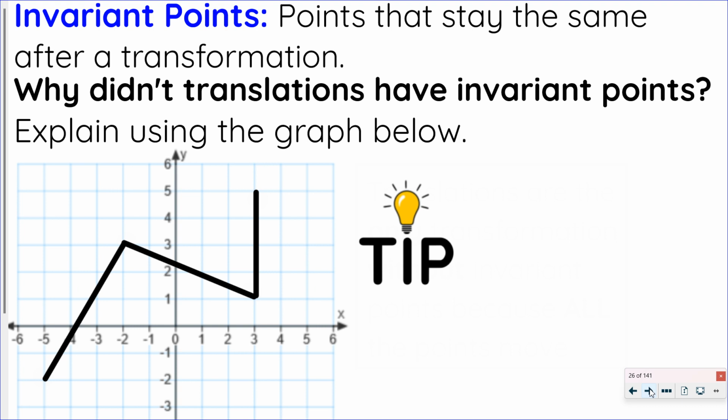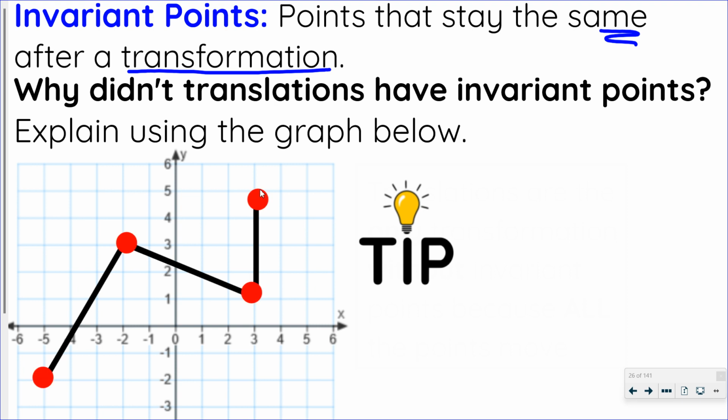When I talk about transformations, often you'll hear me talk about invariant points. Those are points that stay the same even after a transformation has occurred. So we just did translations. Why didn't we talk about invariant points there?